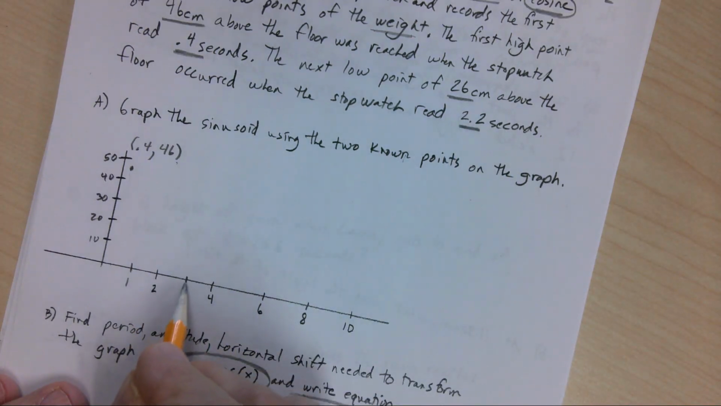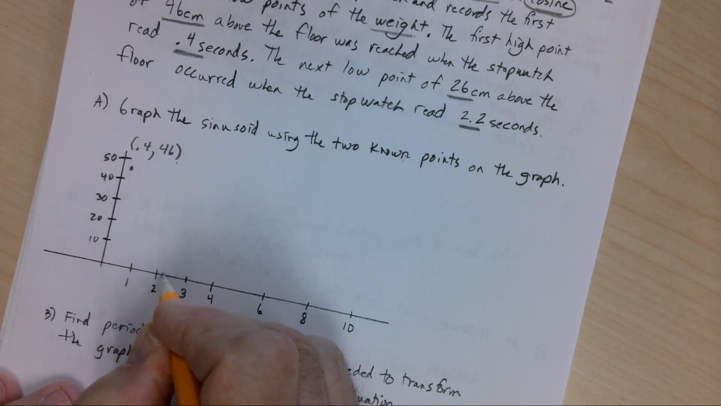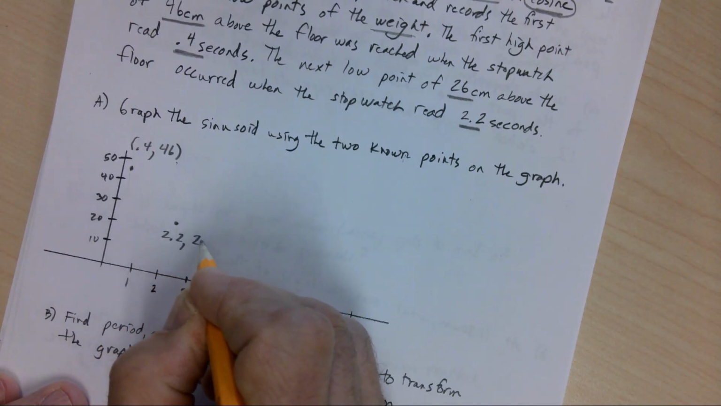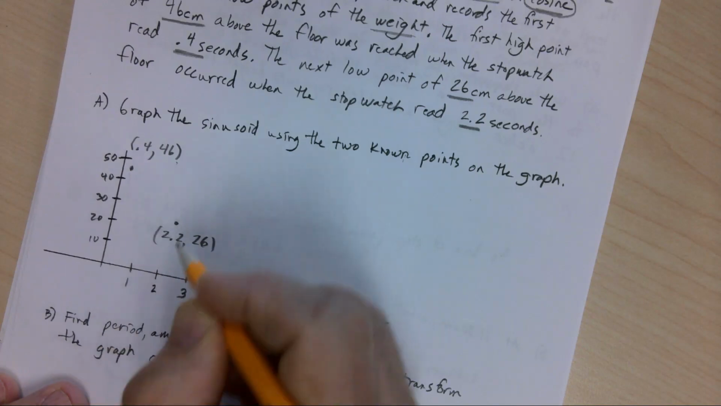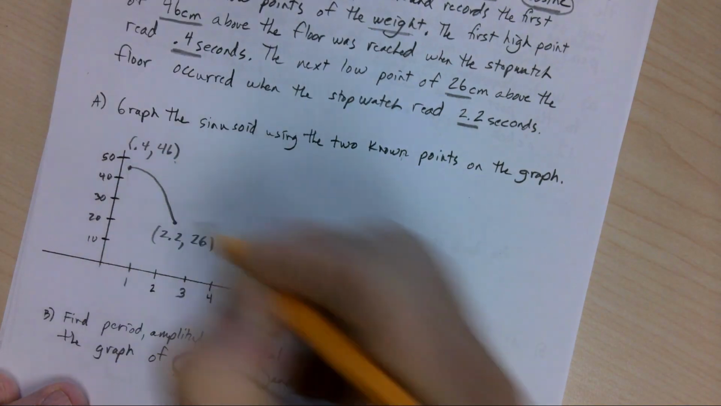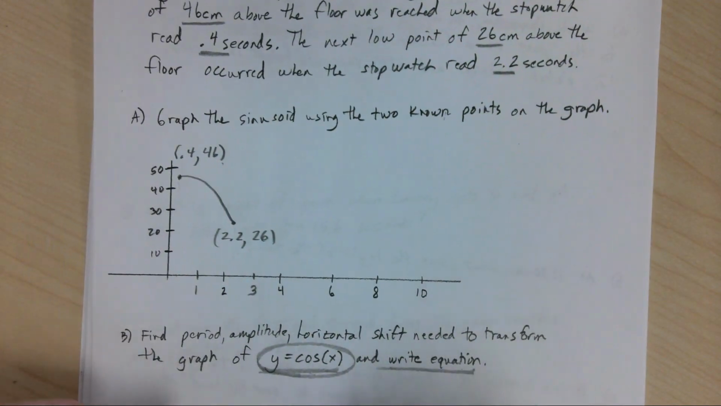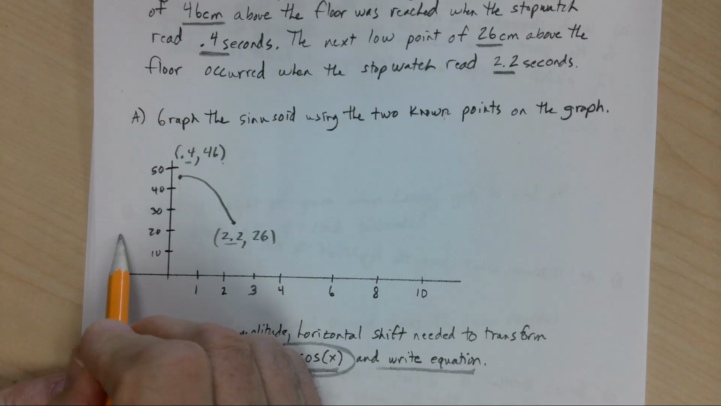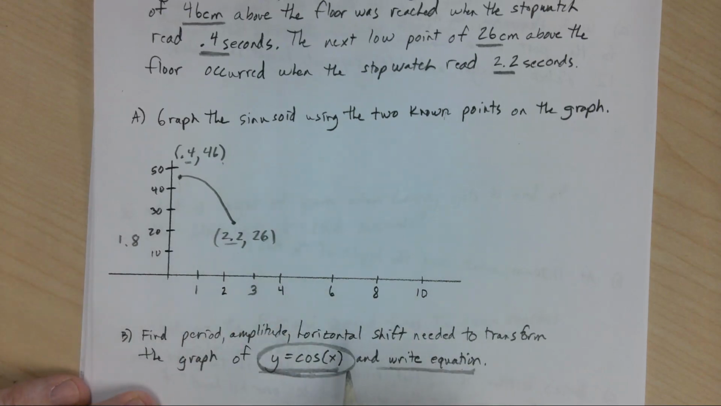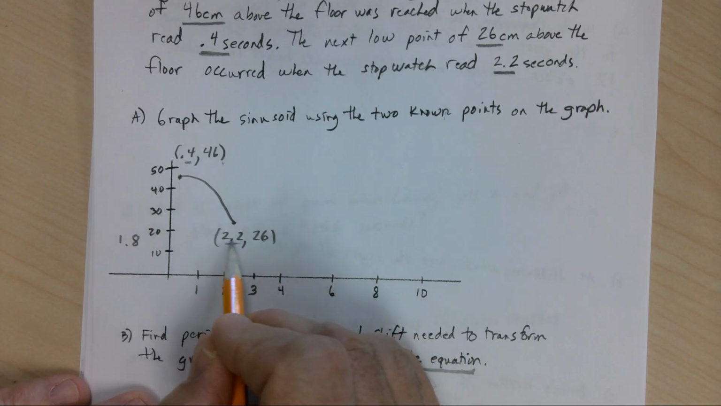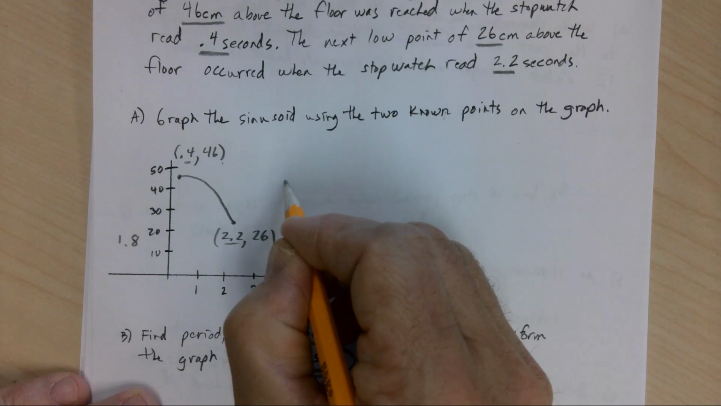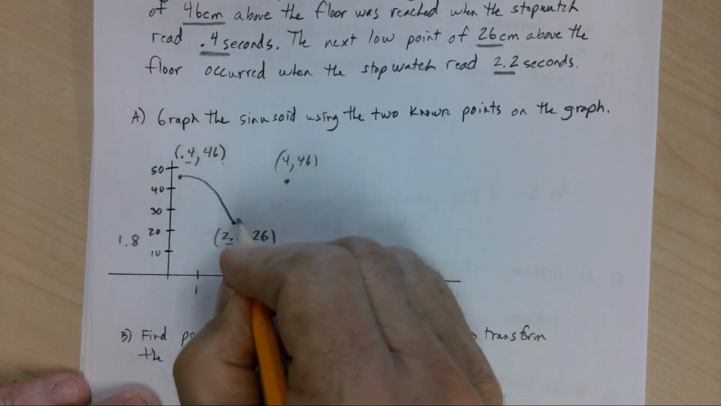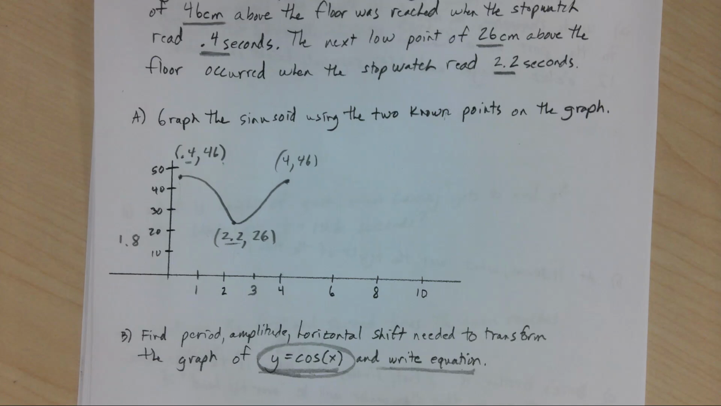Then it says the next low point of 26 is at 2.2. So 2.2 is right about there, and they said 26 would be right there. As you can see, they're trying to build a curve, sine or cosine. But if we notice, from 0.4 to 2.2 is exactly 1.8 seconds. So to finish the rest, we'd add 1.8 to this, which would take us to 4, and then we have this point here, 4, 46. So a whole bunch pops out at us.